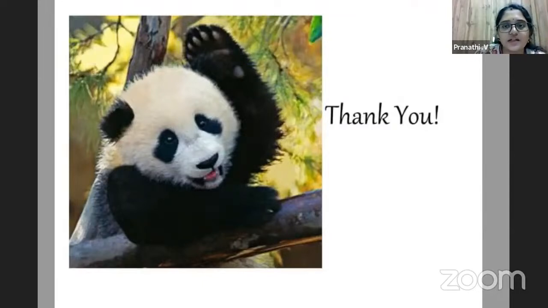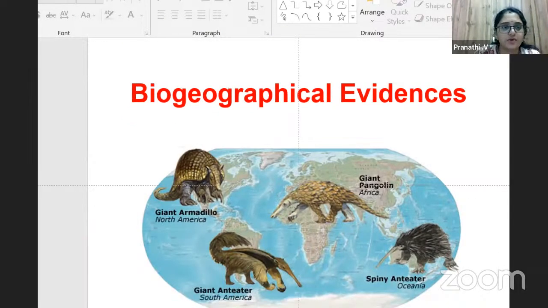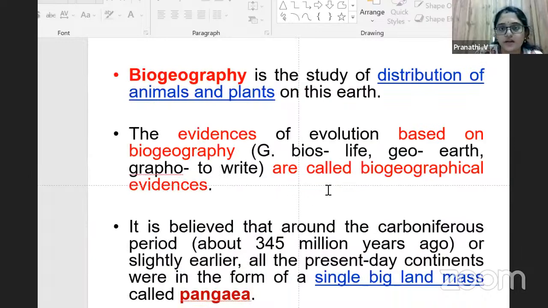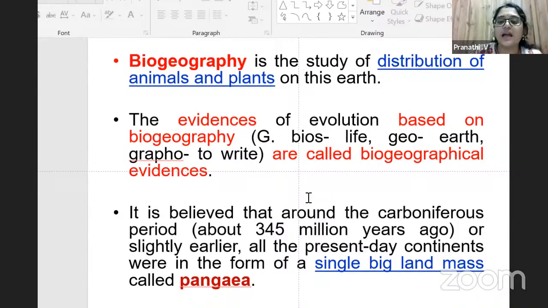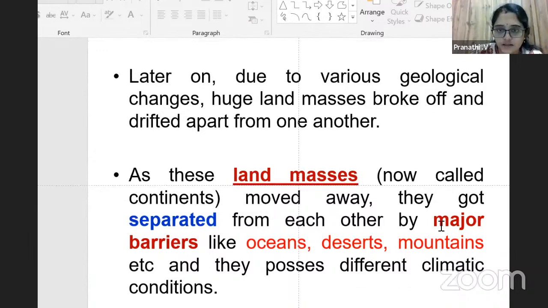A.R. Wallace's distribution, in fact. So I'll just tell you about it. When it comes to the biogeographical evidences and the different kinds of Wallace's line and the continuous distribution, you have biogeography over here, the distribution of animals on the earth, in fact. Earlier it was just a single land mass called Pangaea. And then because of different changes and continental drift, masses broke up and drifted apart from one another.